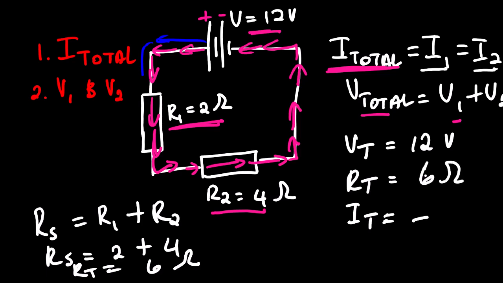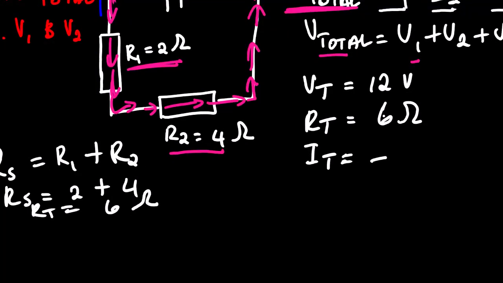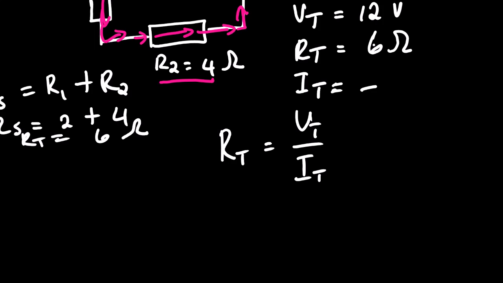Now we are looking for the total current. The total current is the one which I marked with a pink color, the one which will go through R1 and R2. So how can you calculate it? We are going to use Ohm's law. R total is equal to V total over I total.